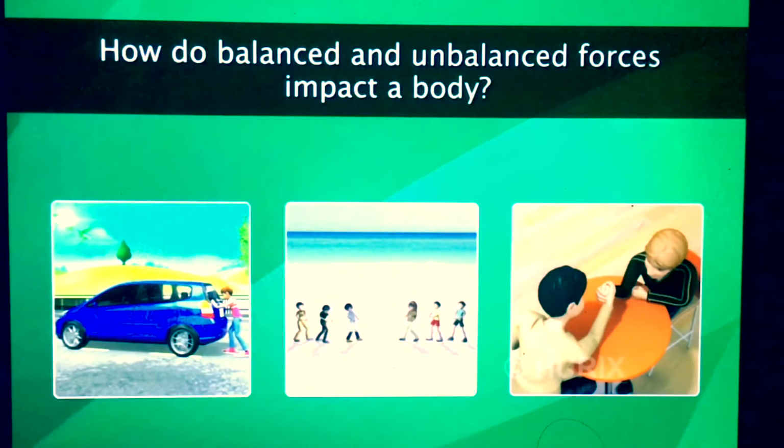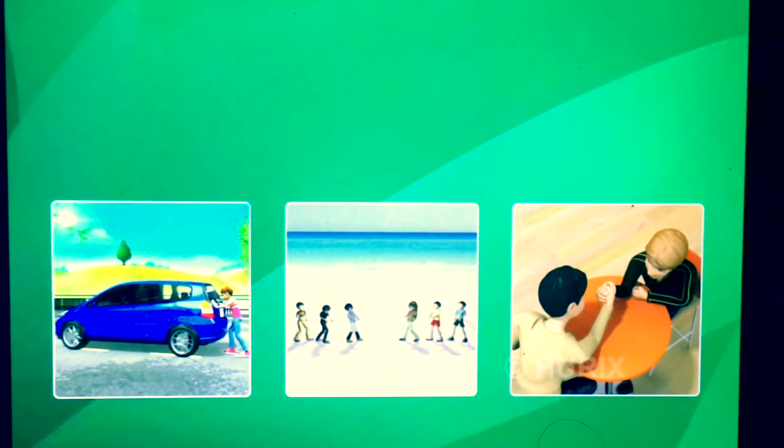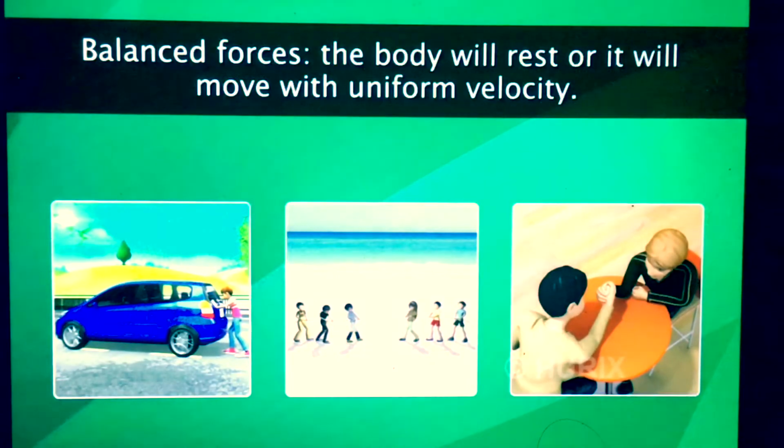How do balanced and unbalanced forces impact a body? When the forces applied on a body balance each other, either the body will rest, or, if it is already moving, it will move with uniform velocity.